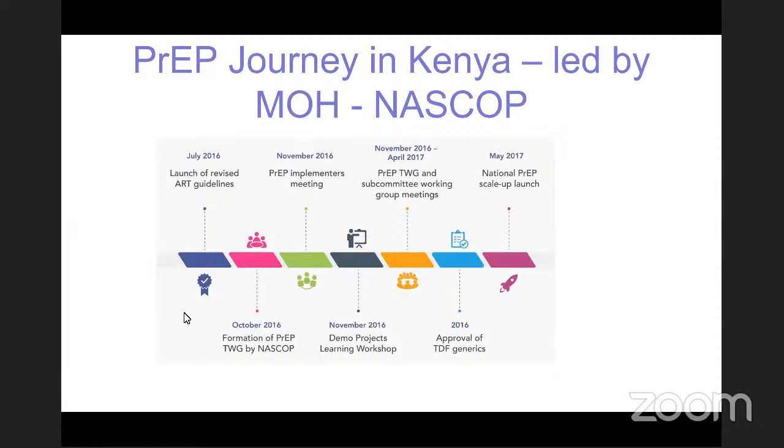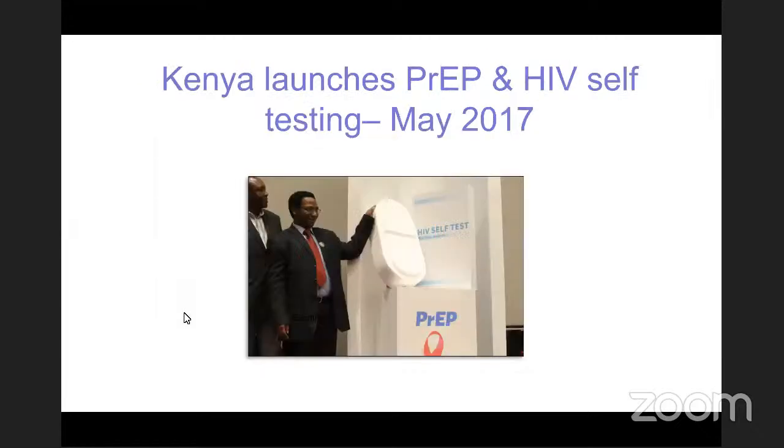Now let's come to, now we have done all the science. The Ministry of Health was heavily involved and informed in terms of what was going on. After all this, the Ministry of Health launched revised ART guidelines in 2016. These guidelines also included oral pre-exposure prophylaxis. After that, there were all these steps, including formation of a technical working group, a PrEP implementers meeting, and all this. And this led in 2017 to a national PrEP rollout.